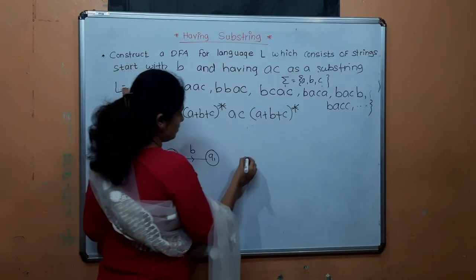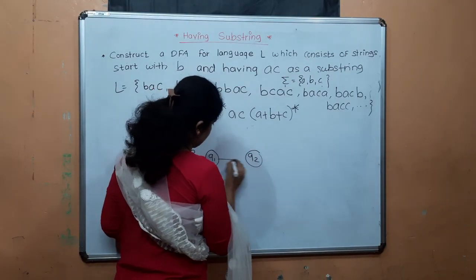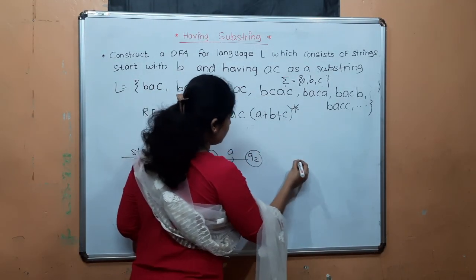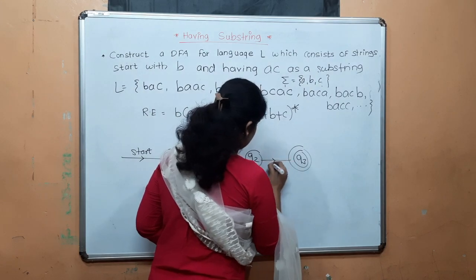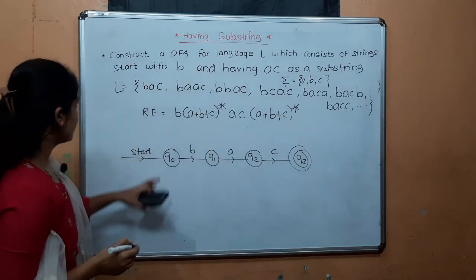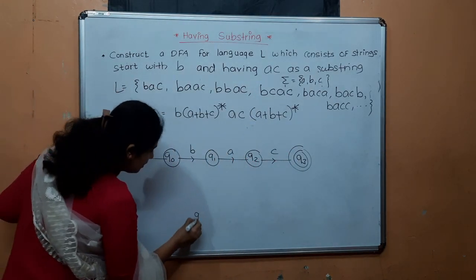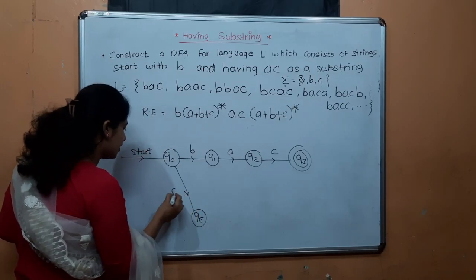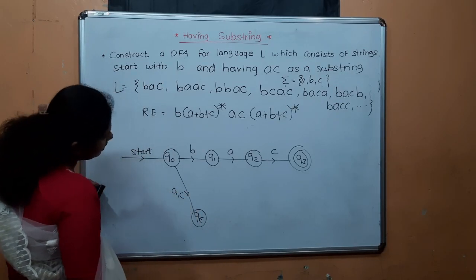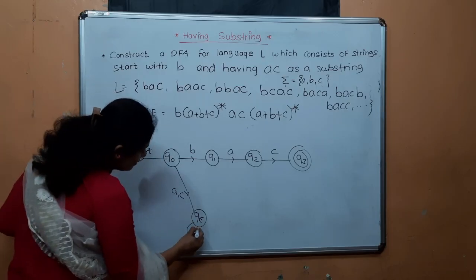B, A, C. Okay, it starts with B. So here we can add one more state, that is the dead state. If the string starts with A or C, which is invalid, it is sent to the dead state.